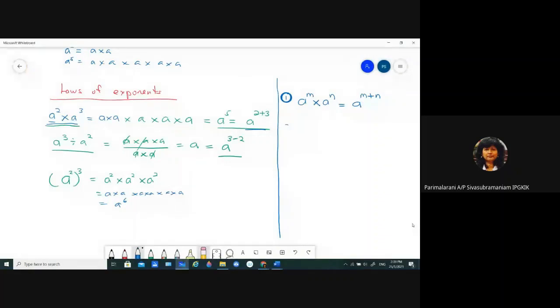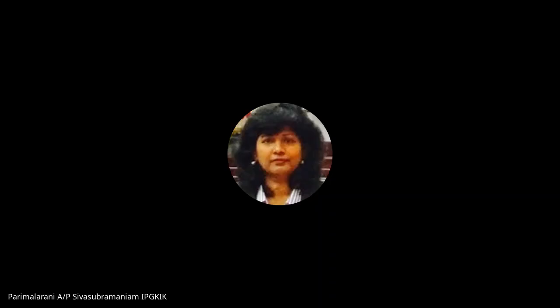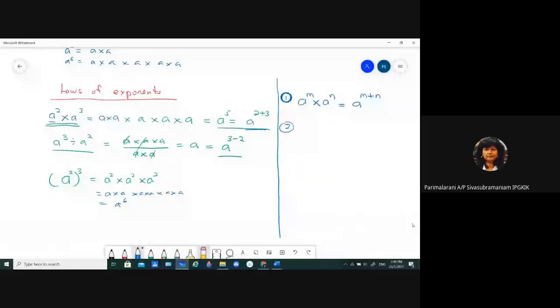Okay, so that is the first power of exponent. a to the power of m times a to the power of n is equal to a to the power of m plus n. Okay, so our second law is (a to the power of m) to the power of n is equal to a to the power of mn.